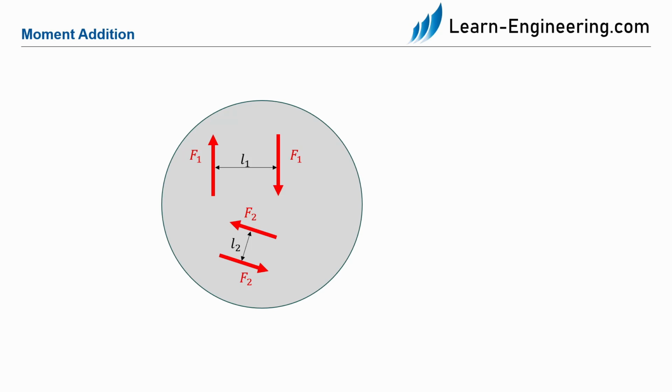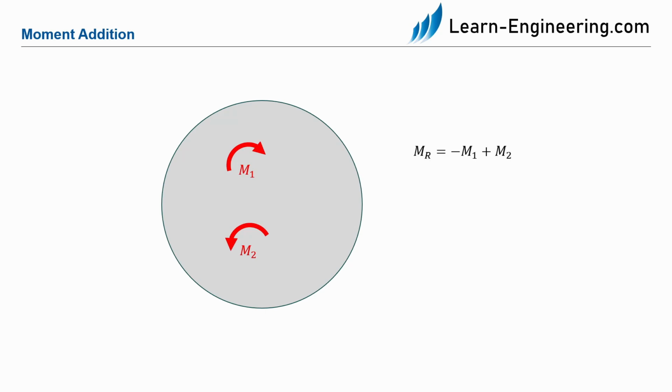Moments can also be added together. Here in the example are now two couples, which are replaced by M1 and M2 with the corresponding rotary arrows. Here we have a moment M1, which works clockwise, and a moment M2, which works counterclockwise. In statics, we consider moments which work counterclockwise as positive and moments which work clockwise as negative.